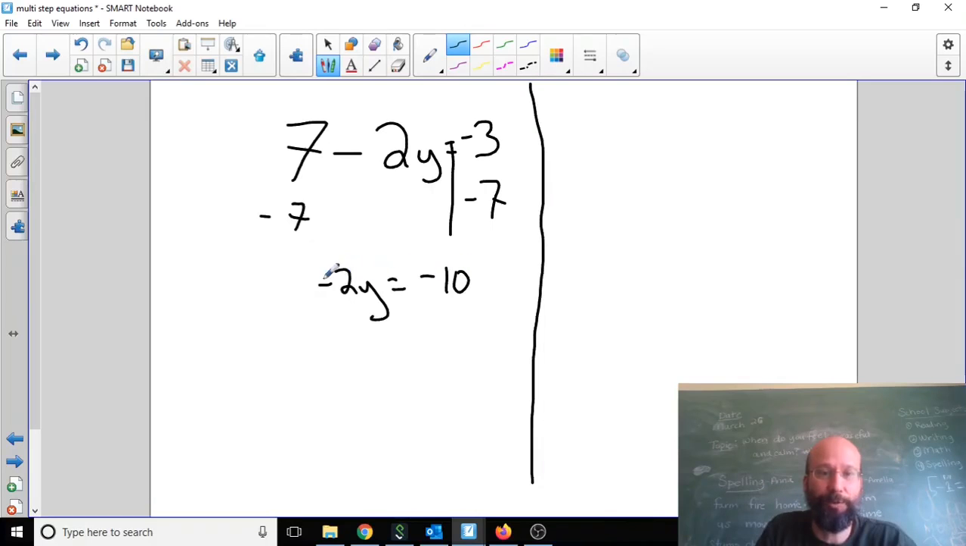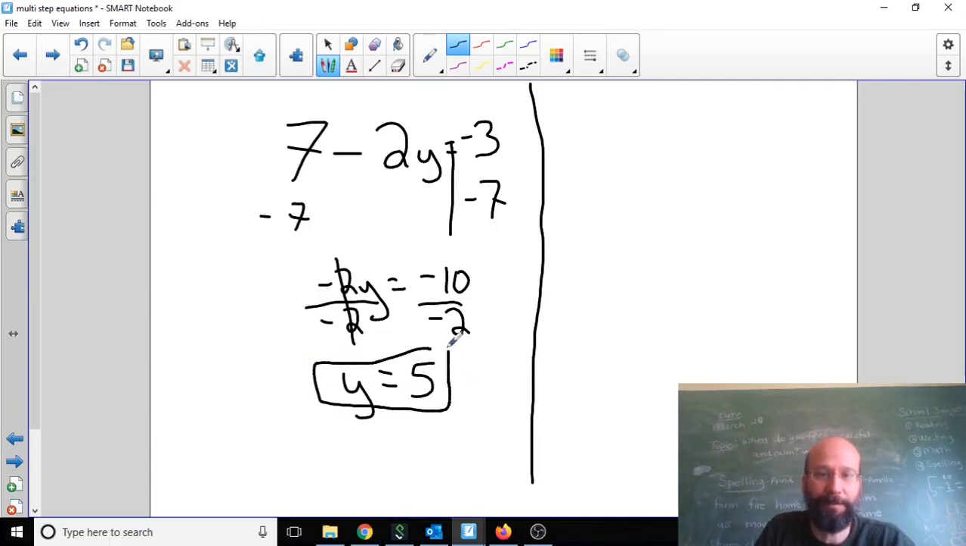This is multiplication, so I want to divide this negative 2 out. Negative 2. So this becomes positive y. Negative divided by negative is positive. And again, negative divided by negative is positive. So that's my answer. I'm going to box my answer.